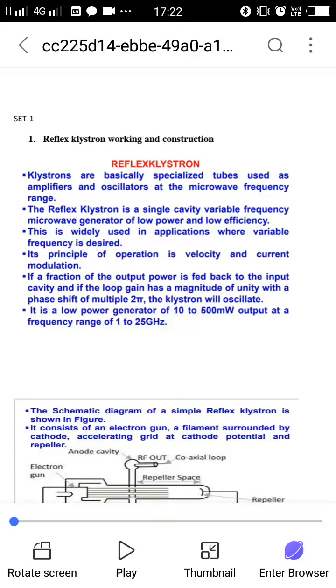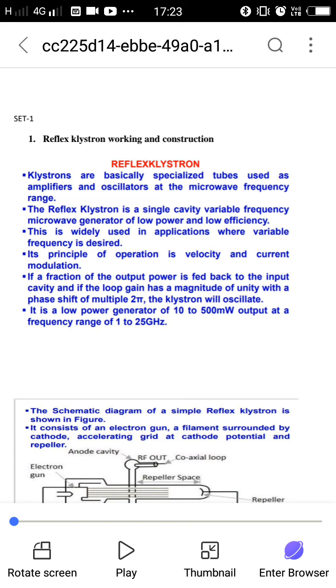Hi. Today I'm going to explain an important topic from microwave engineering, that is the construction and operation of the reflex klystron oscillator. First of all, klystrons are basically specialized tubes used as amplifiers and oscillators in the microwave frequency range.